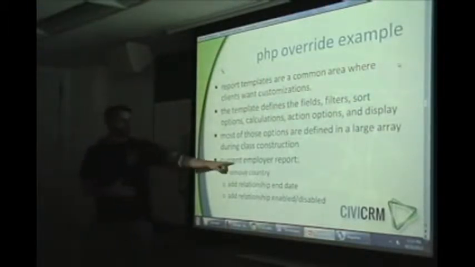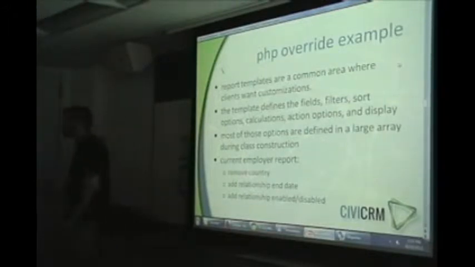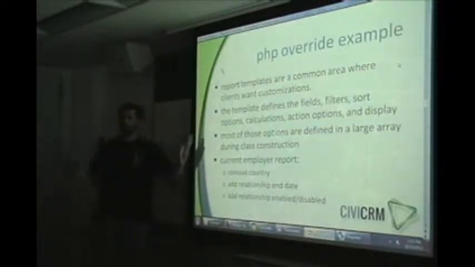So what we're going to do is we're going to go into the current employer report, which out of the box gives you a list of current employers for contacts. As the name would suggest, it's a pretty simple report. And I got a client, a fictitious client, that only works in the United States. So they don't really need the country field. That's a waste of space for them. Let's get rid of it.